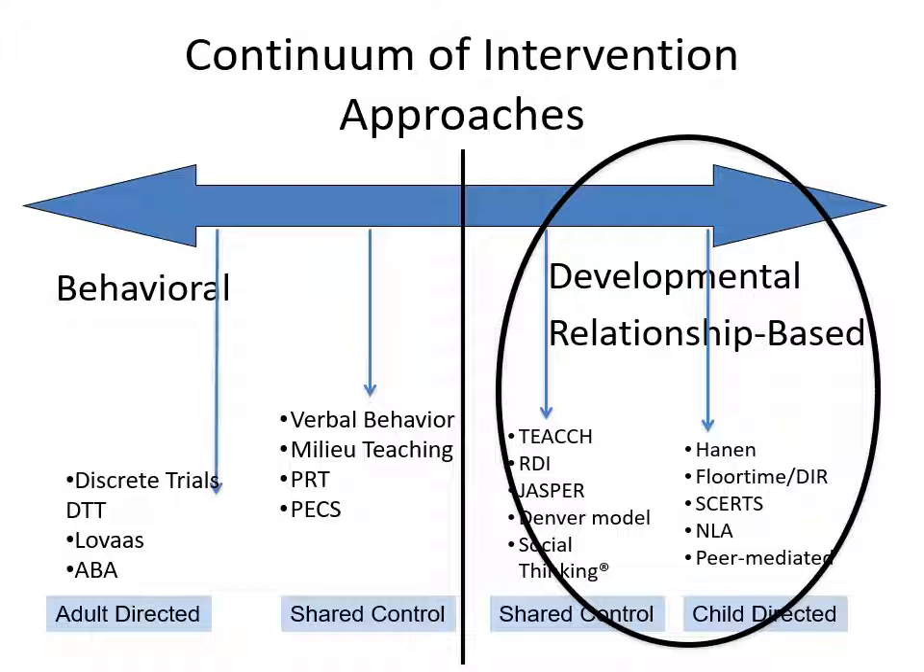So here's where we are on the continuum of intervention approaches, on the right-hand side of the line in the center. What you'll notice is that we have both developmental relationship-based programs that have some more shared control between adult and child, and then those that are really much more fully child-directed.